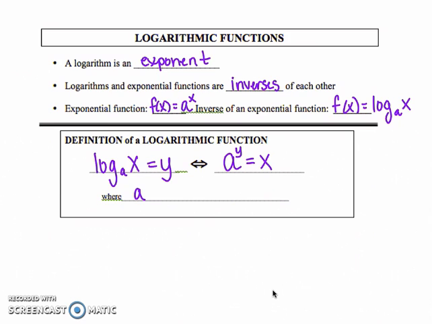And of course, a must be greater than 0 and a cannot equal 1. Because if a is 1, then again, 1 to any power is always just 1, right? So we would never have any change in our function.